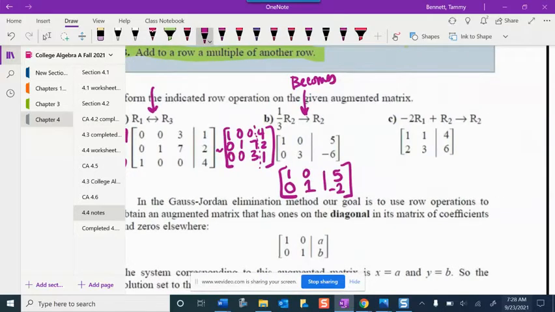And then letter C, taking negative 2 times row 1, adding it to row 2, and it becomes row 2. So row 1 stays the same. Row 2 becomes this. I take negative 2 times row 1. So negative 2 times 1 is negative 2, plus 2 gives me 0. Negative 2 times this 1 is negative 2, plus 3 is 1. And then negative 2 times 4 is negative 8, plus 6, negative 2.